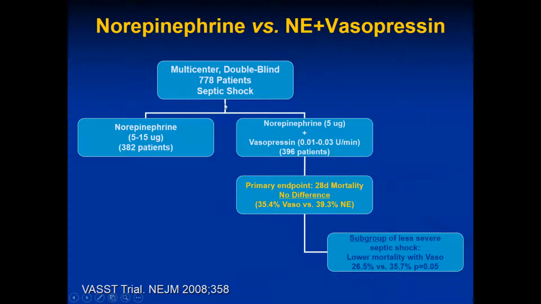It looked at about 700 patients with septic shock. They compared norepinephrine versus norepinephrine plus vasopressin, and there was no difference in 28-day mortality, which is the primary endpoint, which was disappointing in this trial. What was interesting is that there was a subgroup of less severe septic shock patients who appeared to have improvement with vasopressin. And this was a subgroup analysis, and many people took away from this some hope that vasopressin may be of benefit as a rescue pressor, meaning could you lessen the requirements of norepinephrine by using vasopressin, perhaps.